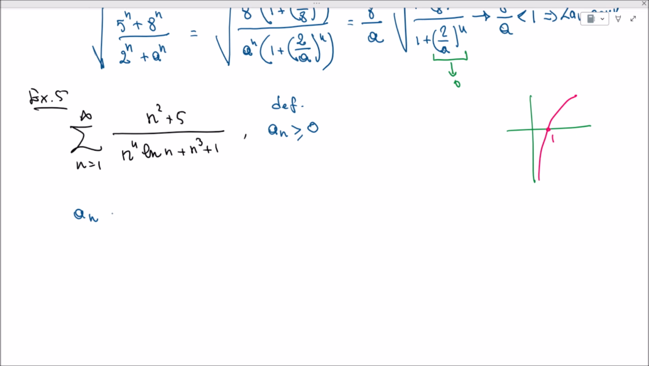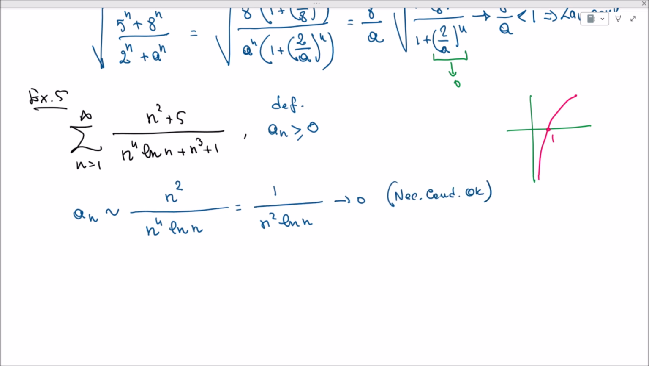Now, what can we say when n goes to infinity? Well, clearly we can approximate an. The numerator will be asymptotically equivalent to n squared, and the denominator will be just n to the fourth logarithm of n, which is nothing else than 1 divided by n squared logarithm of n. And when n goes to infinity, this goes to 0. So the necessary condition is satisfied. Still, we need to see what happens. But now we have a good idea for Bn.